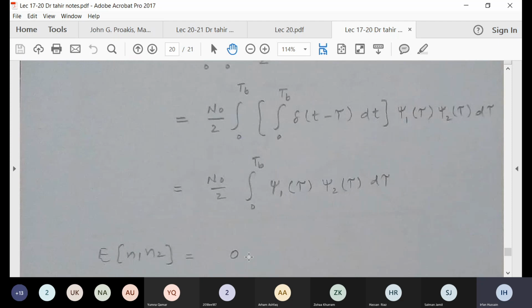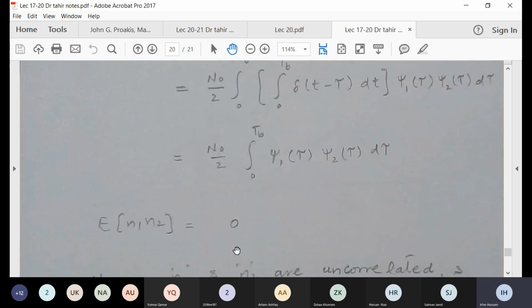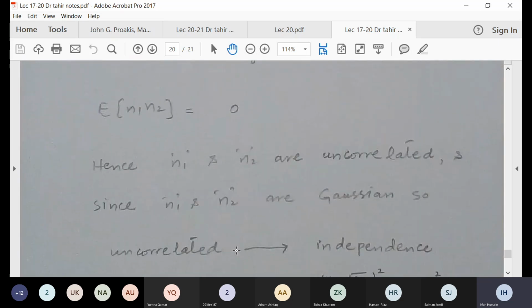So the cross correlation is 0, but you can see I can also write E[n1 n2] as E[n1] times E[n2], because E[n1] is 0 and also E[n2] is 0. Alright, so I can write E[n1 n2] as E[n1] into E[n2]. This means that they are uncorrelated, as their cross correlation is 0. So they are uncorrelated, and we know for Gaussian random variables that if we have uncorrelated random variables, then this means that those random variables are also independent.